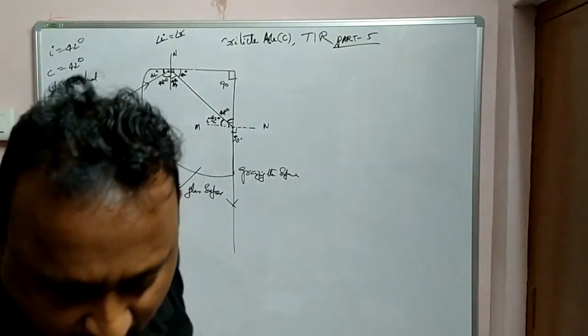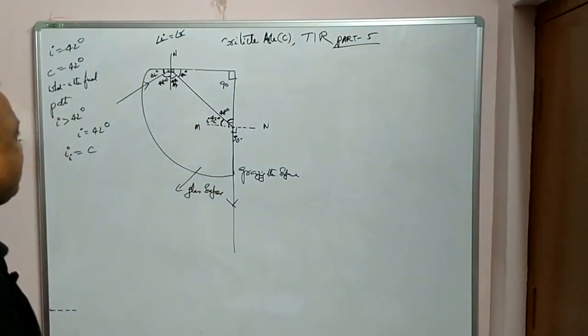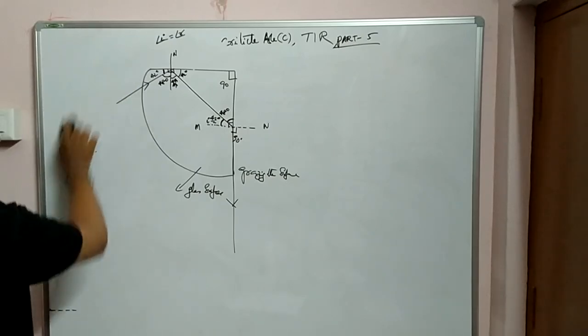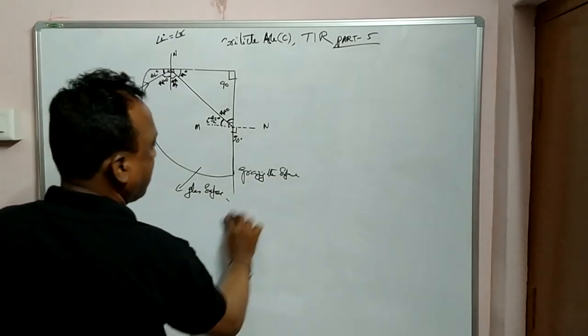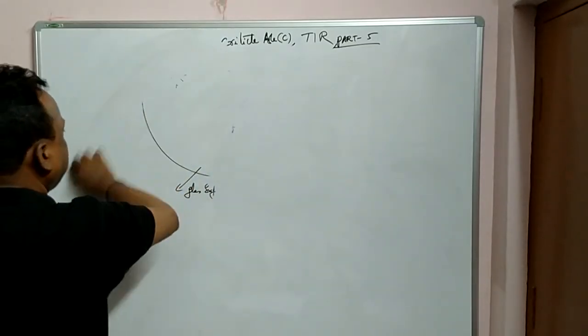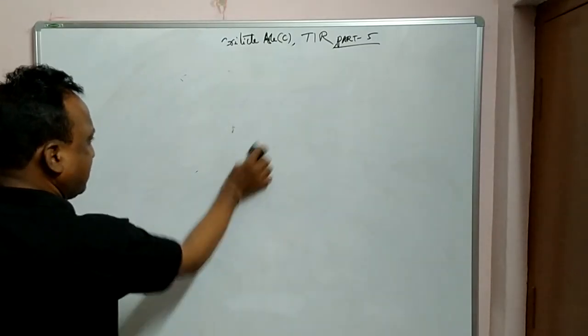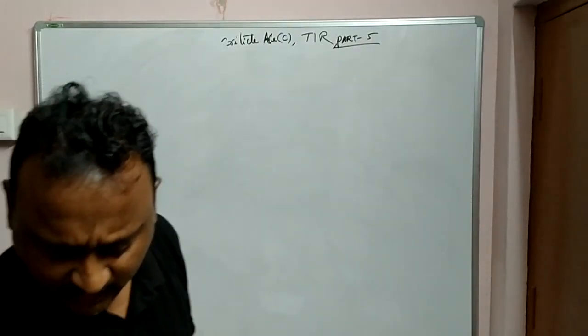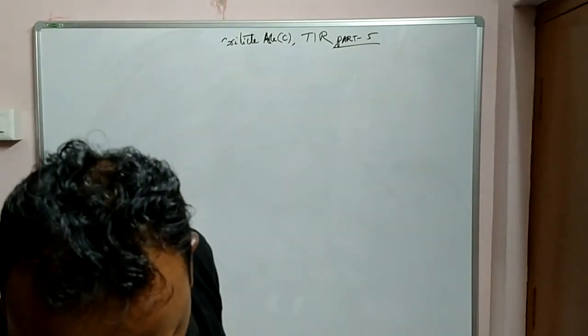Please note down, very, very important numerical problem. As I told you, ray optics is mainly dealing with geometry. That is why it is also called geometrical optics. Clear? Shall we do one more problem?